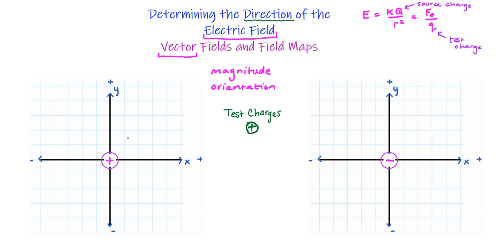So here's what I mean. Over here, all the coordinates on this map represent locations. And you want to think of the source charge here as just being a point at 0, 0.